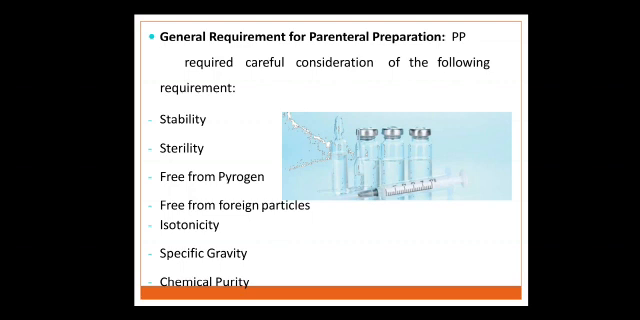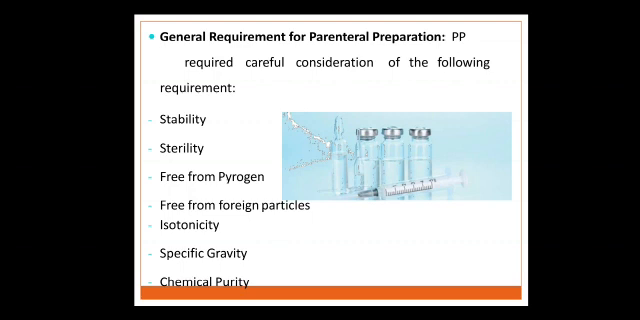Fourth one is freedom from foreign particles. The parenteral products should be free from foreign particles such as dust and fiber. To ensure this, the parenteral product must pass the clarity test. Fifth one is the isotonicity. The parenteral preparations should be isotonic with blood plasma and blood fluids. It is very important in order to avoid any complications on the administration of the parenteral product.